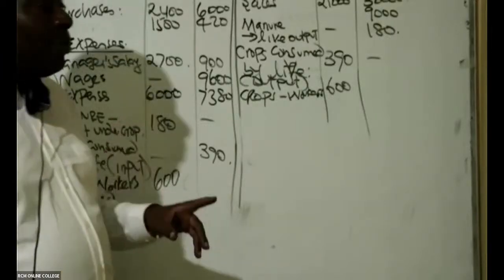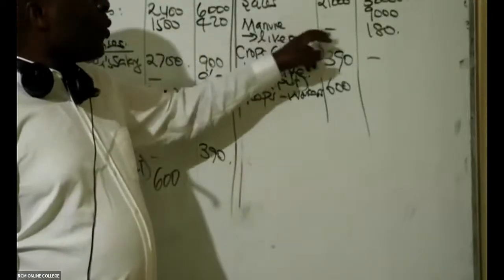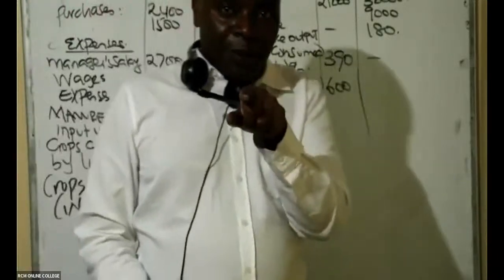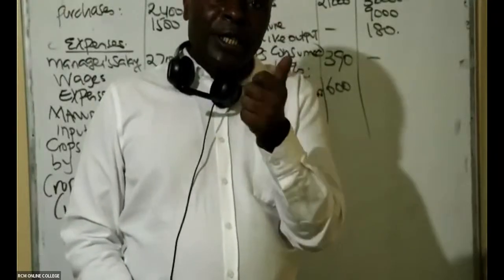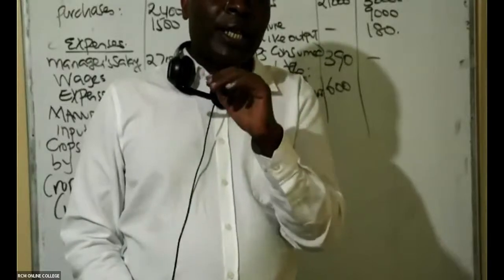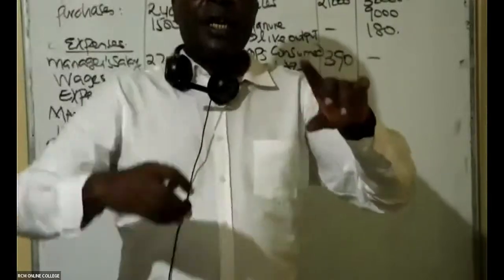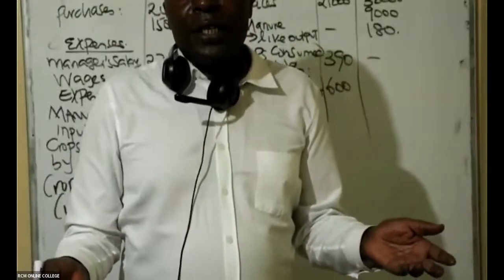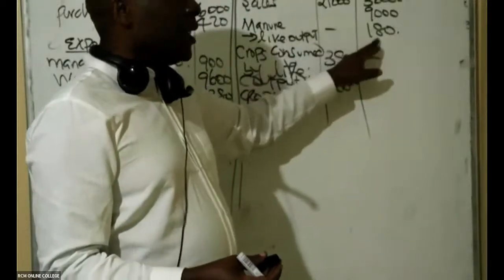So in part, input and output. Now we are told that manure worth 180 was taken to the crops. So you ask yourself, who produces this manure? It is livestock. So manure from livestock is an output. If it's an output, remember our assets, you're losing, you're giving away. So you come here and credit manure as an output.